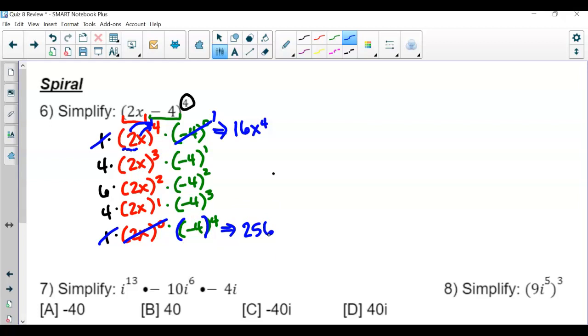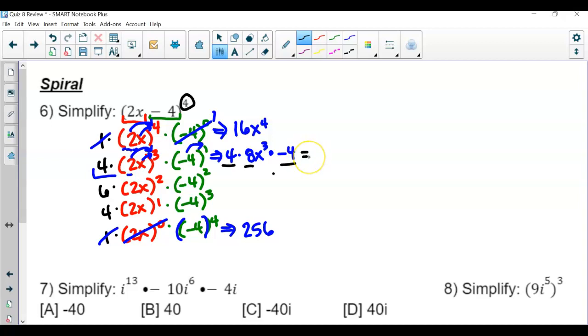Now let's go through and continue here. Starting with the second term, here I've got 4 times 2 being raised to the 3rd power. 2 to the 3rd power is 8. Then x to the 3rd, so x cubed. But still times negative 4 to the 1st power, which is still just negative 4. So notice how here you do need to multiply 4 times 8 times negative 4.